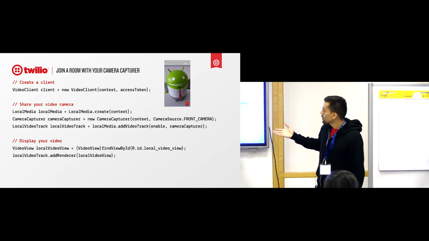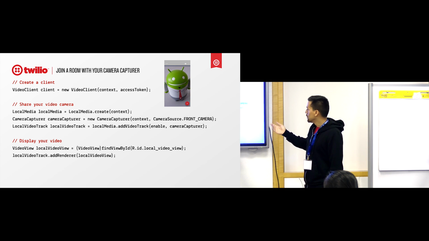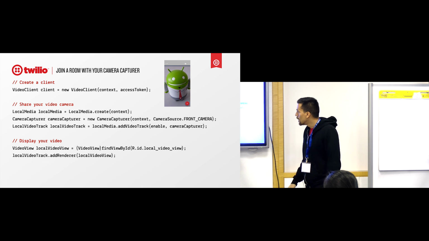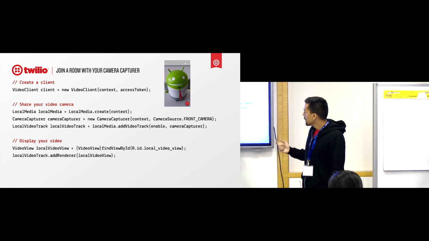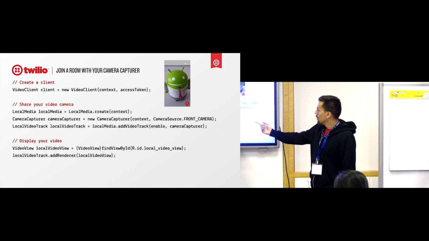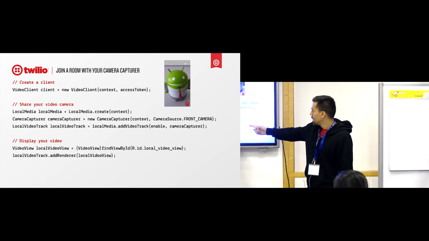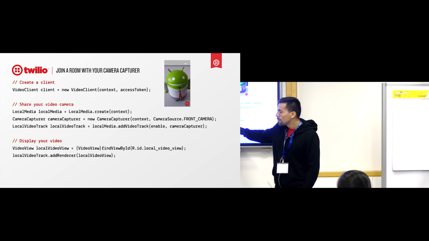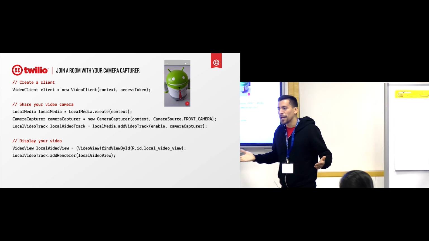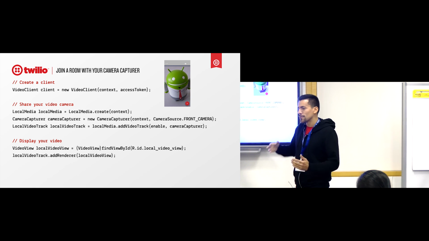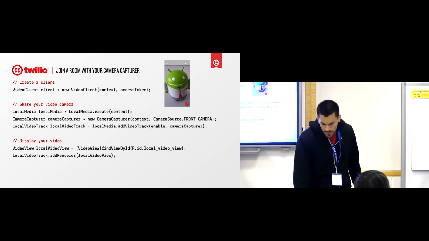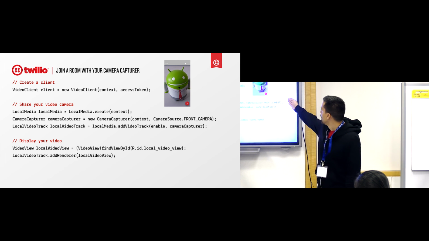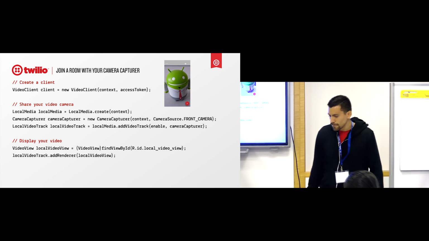And at that point, I can create a local video track with that camera capture. And lastly, if I want to preview this video, I can use the local video track I've created and add a local video view that's in my layout and add it as a renderer. And I'll talk about why you can actually add this video view as a renderer in a little bit. So at this point, we've got this preview, which you saw earlier.